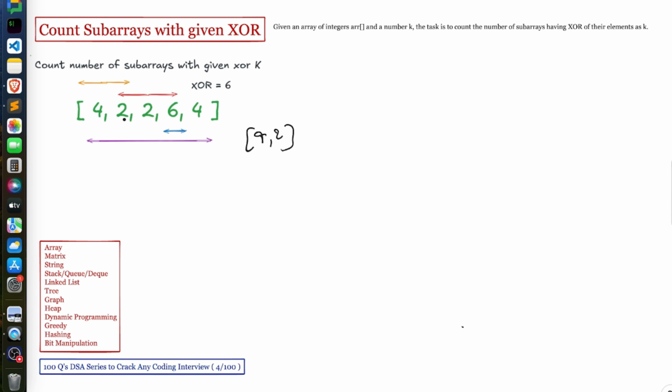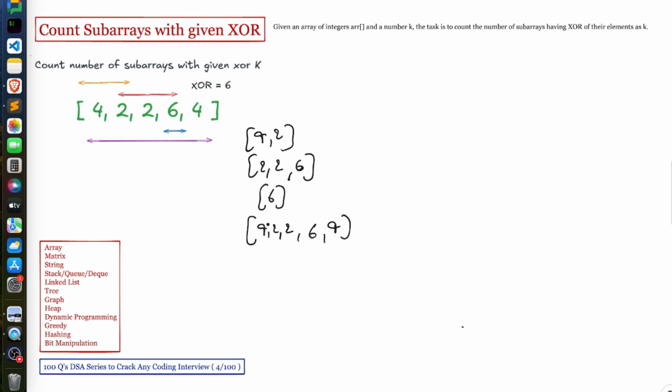Now if you look at this subarray that consists of 2, 2 and 6, the XOR here is also 6 because the XOR of 2 same numbers is equal to 0, right? So 2, 2 and 6 is the second subarray. Now the third subarray consists of just a single element 6. Since there is just one element, the XOR is equal to that number itself, which is 6.